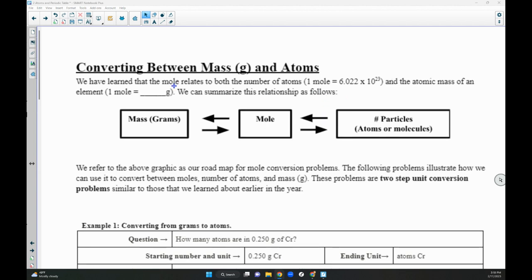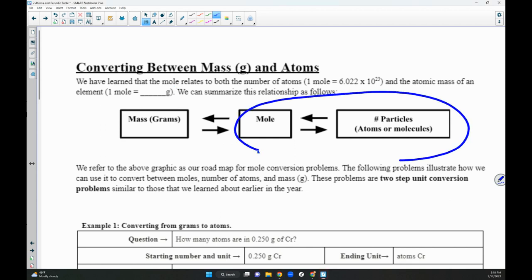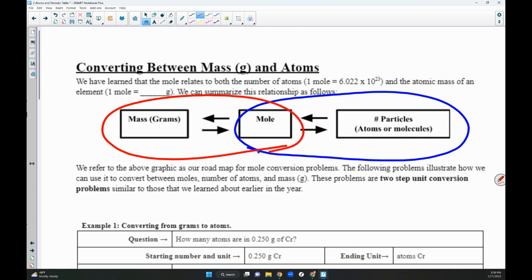So if you take a look at what I've got here, you can see what we call the roadmap, and using this roadmap we can convert from moles to mass or from moles to atoms. The first day of our conversions, we learned how to convert from moles to atoms, which was this part of the roadmap. And our second day of conversions, we learned how to convert from moles to mass in grams. And today we're going to learn how to do two-step problems.